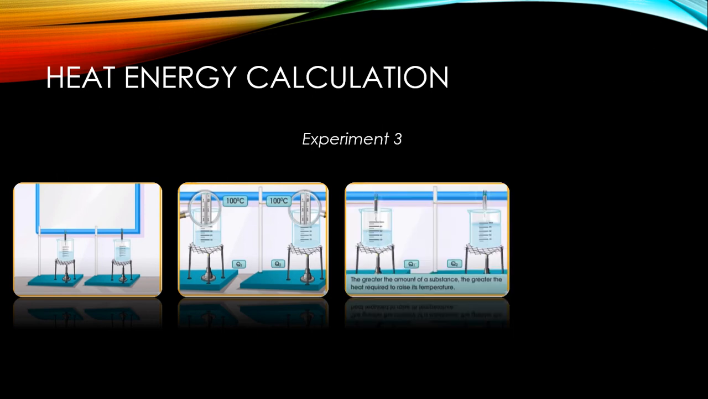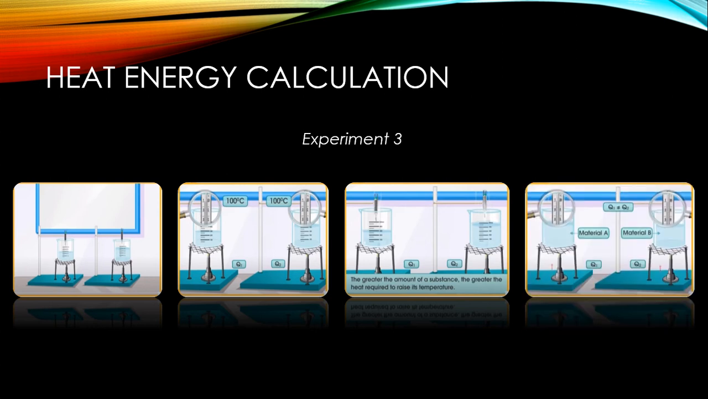It is observed that the beaker having more water takes more time to reach 100 degrees Celsius, and so Q, which is the heat energy of water in beaker 1, is not the same as that of water in beaker 2. Also, by repeating the same experiment with two beakers containing the same volume but different substances, the same conclusion that heat energy differs between beakers is reached.